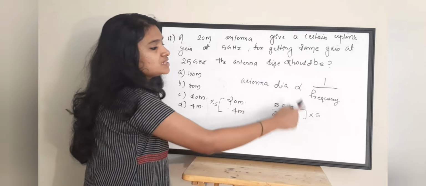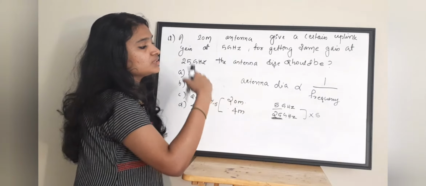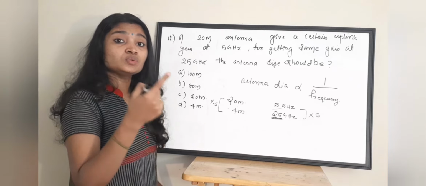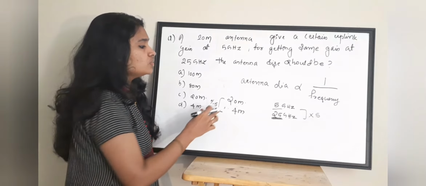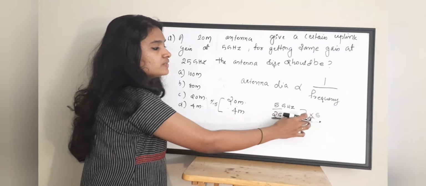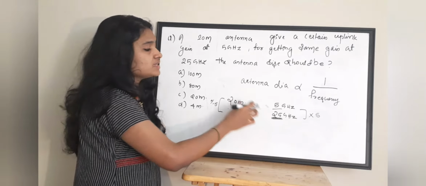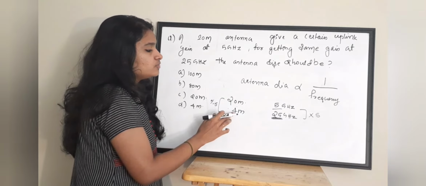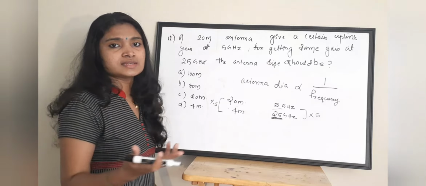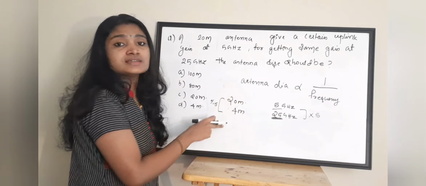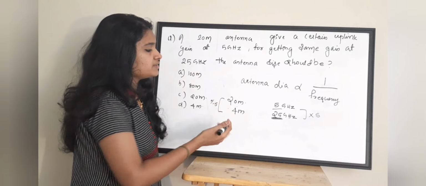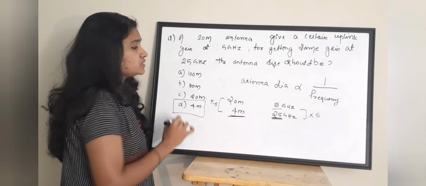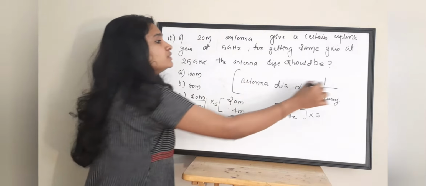That is, if the frequency of your signal is increased by some factor, the antenna size has to reduce by that factor. So 5 into 5 gives the frequency of 25 GHz, then divide your antenna size 20 by 5, and 4 will be your new antenna size. If frequency is increased, antenna size has to reduce. That is the simple principle behind this, and the answer for this question is option D, which is 4 meter. For answering this question, you should know this relationship.